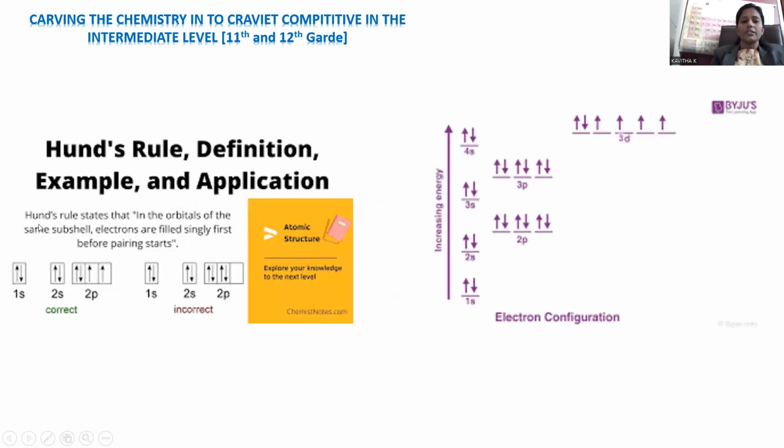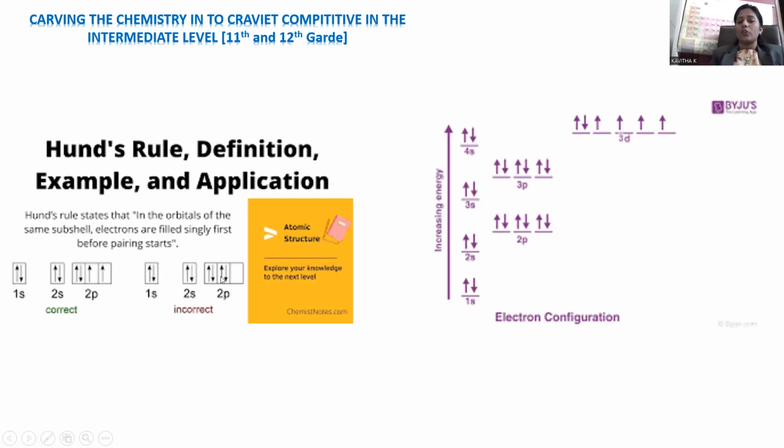Hund's rule states that in the orbitals of the same subshell, electrons are filled singly first, later on pairing will start. If you see this, whenever there is a 1s orbital, one electron will be filled and the second electron will be paired over here only. 2s, one electron followed by a second electron. If you are going with the 2p orbital, 1, 2, 3, the fourth electron must enter into the first orbital like this, but not like this. So this kind of representation is perfectly wrong, right?